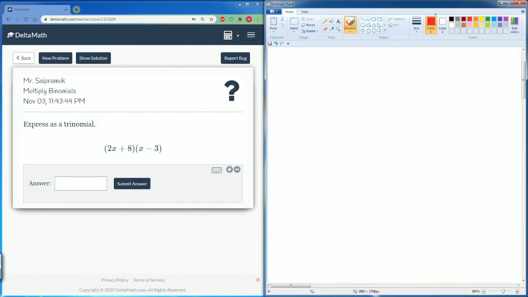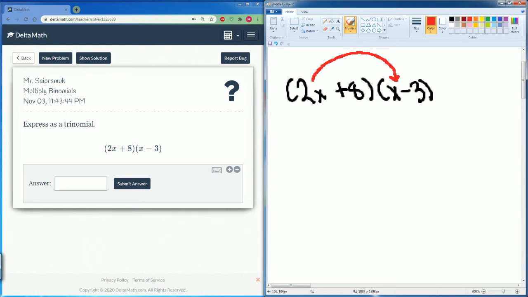Okay, so you have (2x + 8)(x - 3). So we're going to distribute the first term, so 2x times x gets us 2x squared. Then we have 2x times negative 3. That gets us negative 6x. Okay. Then we have our bottom.